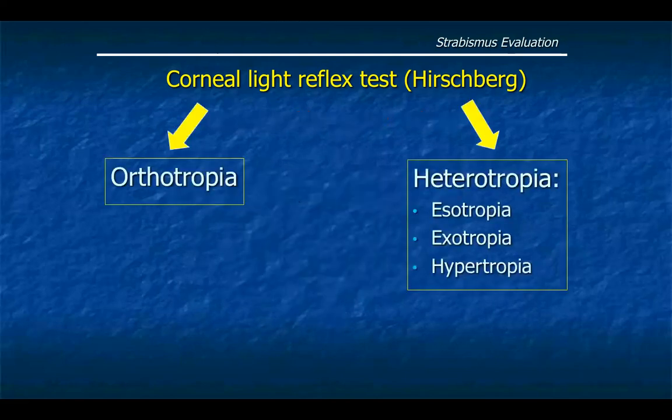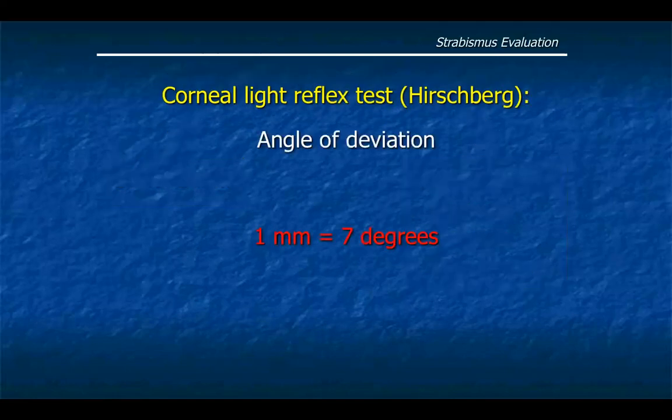So the corneal light reflex test determines if the patient has no strabismus or orthotropia, or there is heterotropia, which could be an esotropia, an exotropia, or a hypertropia. It also shows how much deviation the patient has, which is the angle of ocular deviation. For every 1 millimeter displacement of the light reflex from the center of the pupil, this equals 7 degrees of ocular deviation.